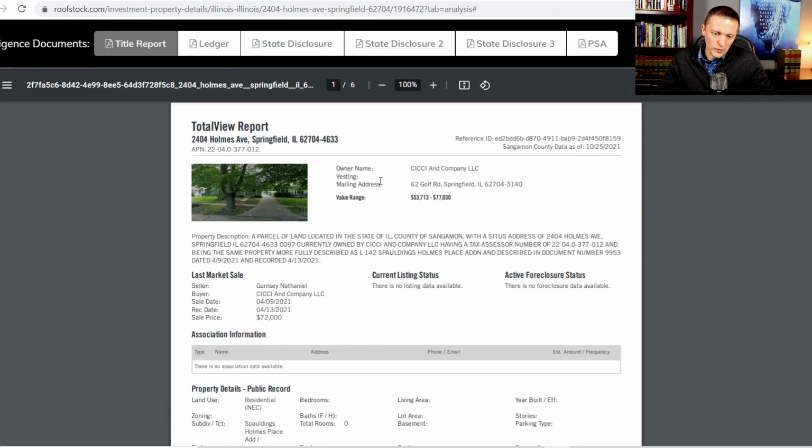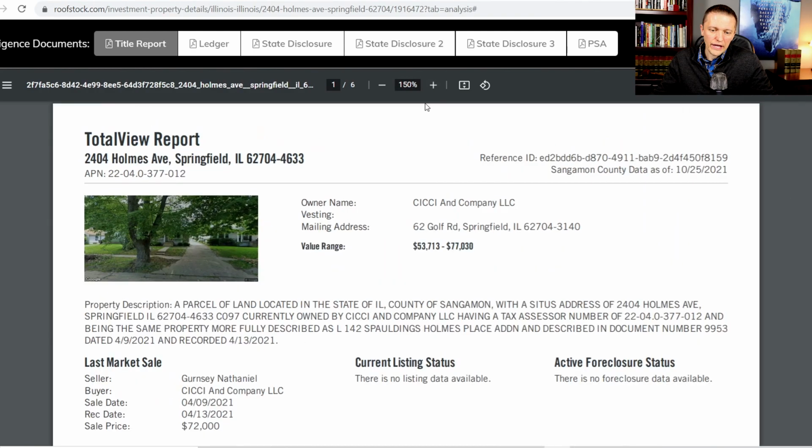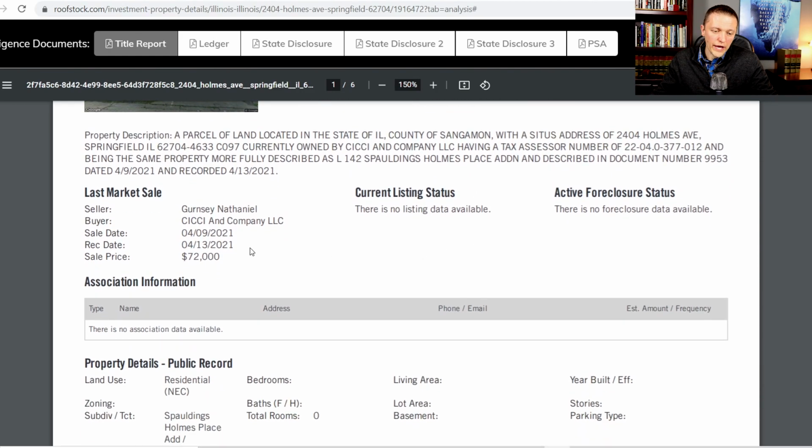So if we go back to the title report, you will actually see that there's a value range that is provided to us, and that is $53,713 up to $77,030. Significantly less than the $97,500 that the seller is asking for. And we can actually see how this plays out in the recent sales of this property. So if we scroll down, we can see that the current owner bought this property on April 9th, 2021. And the price which this owner paid for this property was $72,000.